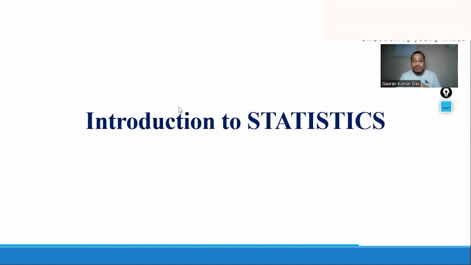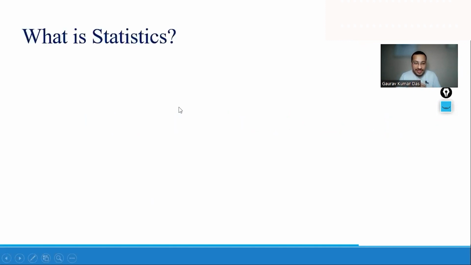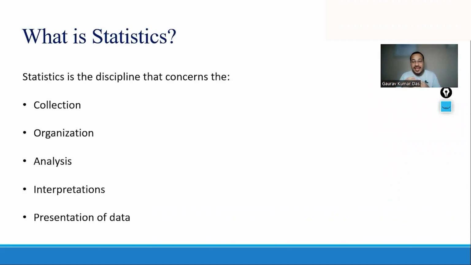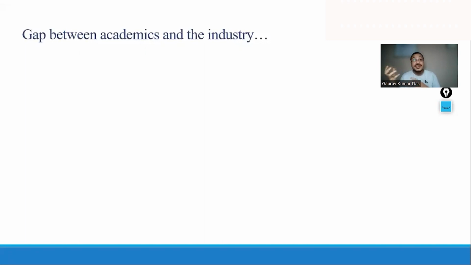Before we move on to introducing you to statistics, the first question which pops up is, what is statistics? Statistics can be called a field of study which concerns itself with the collection, organization, analysis, interpretation, and presentation of data. When you talk about presentation, you're talking about dashboards, drawing insights from data, and doing visualizations. All those things require statistical knowledge.